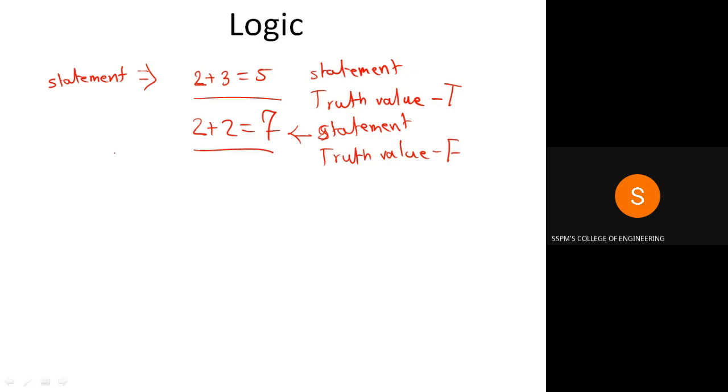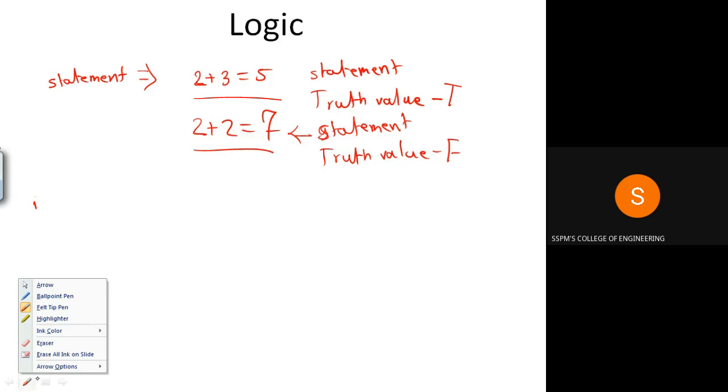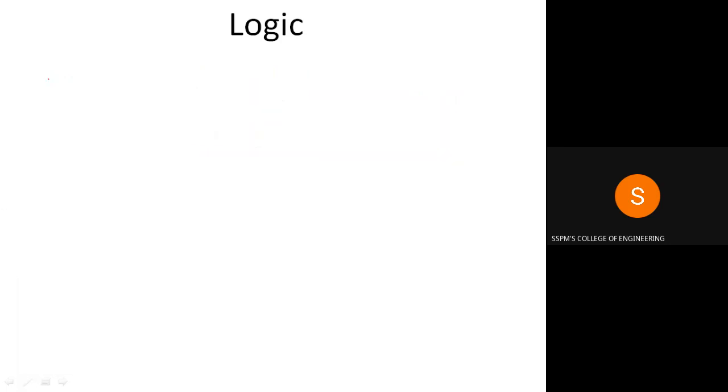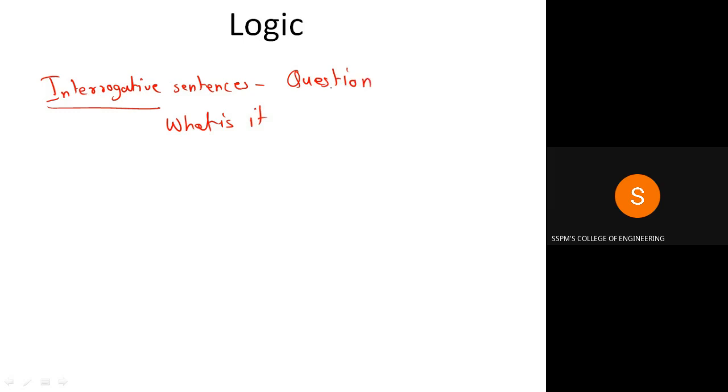So there are other kinds of sentences that we are going to study. First, interrogative sentences. What does interrogative mean? Interrogation means question. Question type sentences. If you are asked any question, like what is it? Where are you?